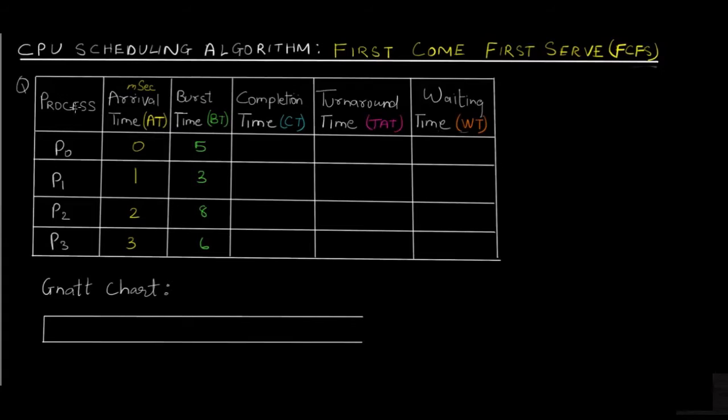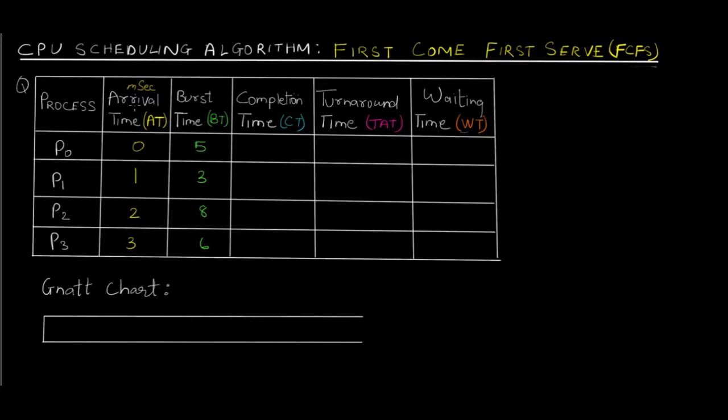So as you can see on the screen, we've been given a table with certain quantities. So let me just tell you what all details have been given in the question. We have been given the processes. So we have 4 different processes: P0, P1, P2, P3. We've been given the arrival times of each of these processes and the burst time.